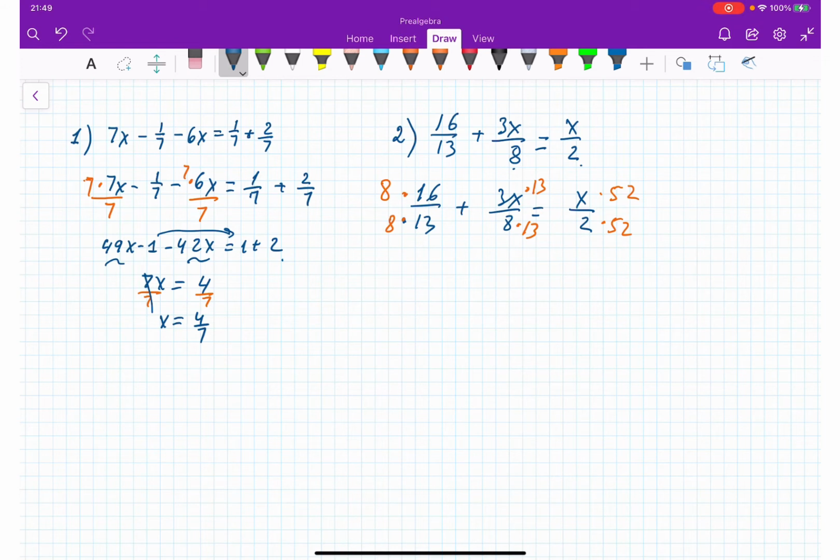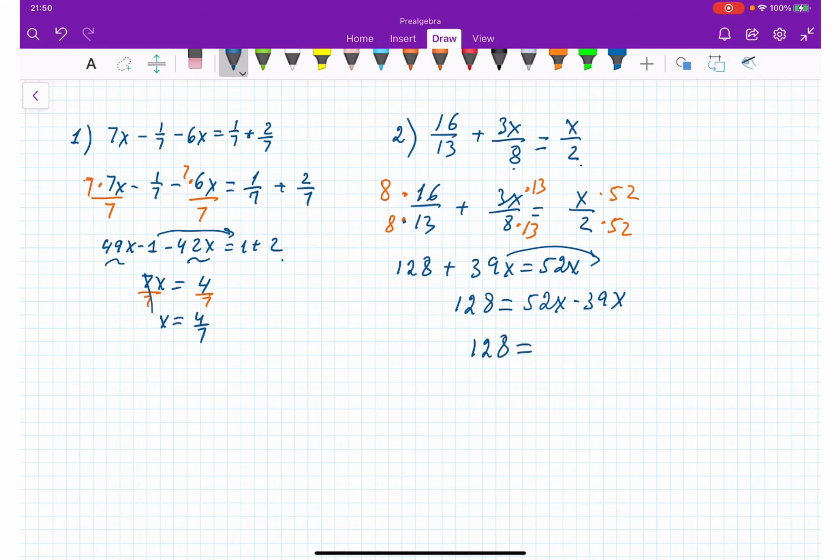Okay, so what do I have? Denominator 104, 104, right? So which means I'm going to drop it. And I will get 16 times 8, 128, plus 3x times 13 is 39x, and it's equal 52x. Okay? So from here, I'm moving 39x on this side. So 128 is equal 52x minus 39x.